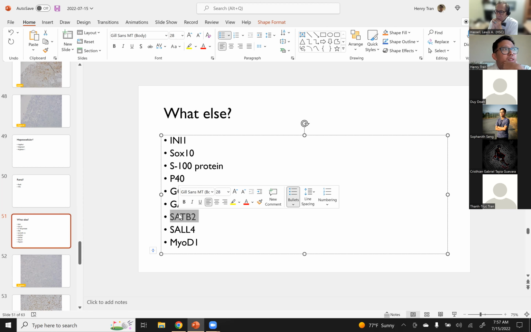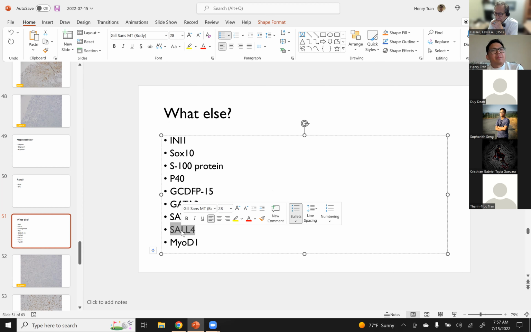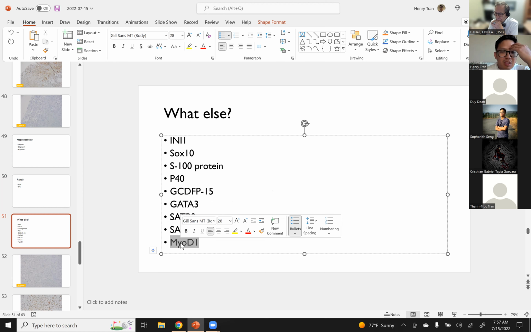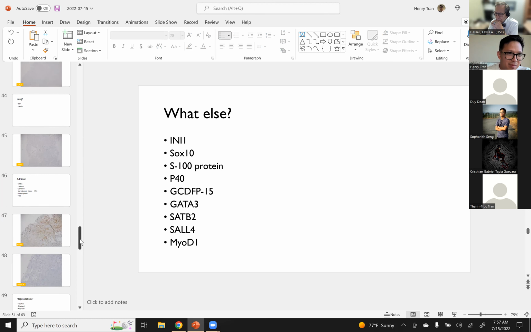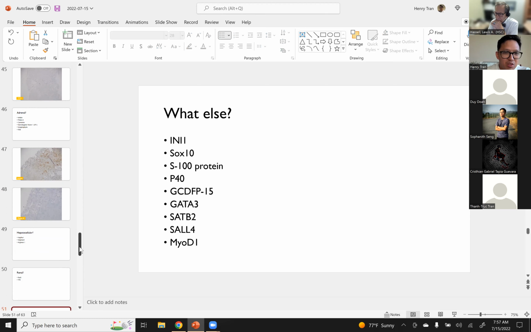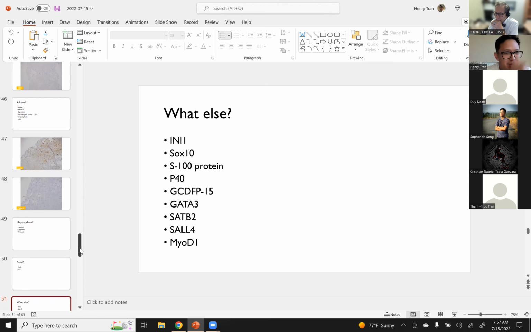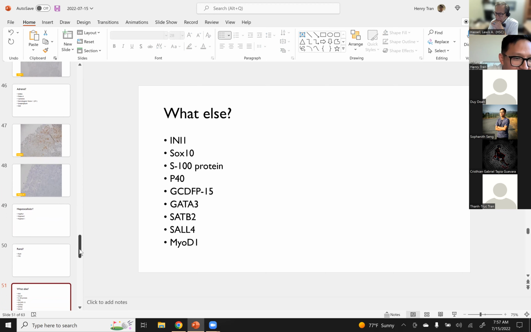Other pleomorphic looking malignancies, osteosarcoma. So I did a SATB2, negative. Thought about a malignant germ cell tumor, so I did a SALL4, that ended up negative. And then I did a MyoD1 because, hey, maybe this could be another one of those TFCP2 fusion rhabdomyosarcomas. Maybe I got two in a row, but that ended up being negative.